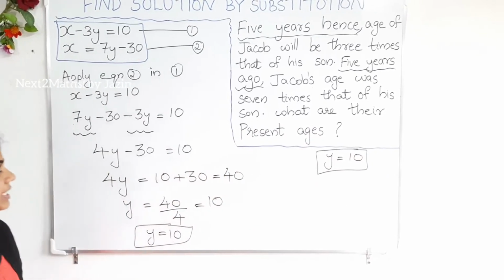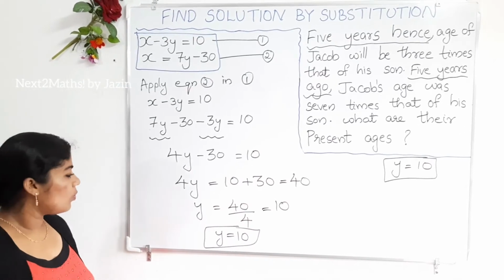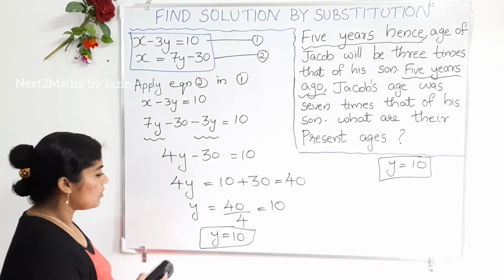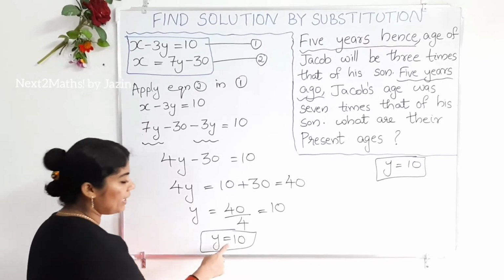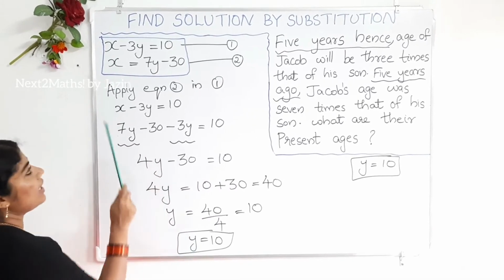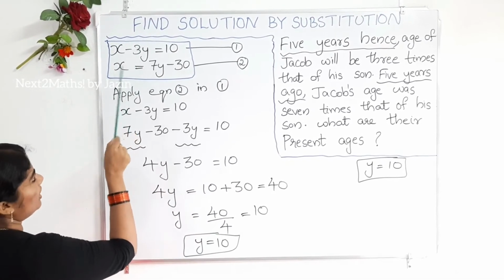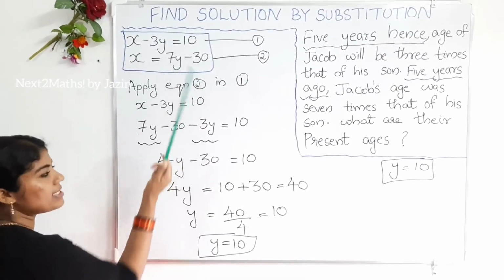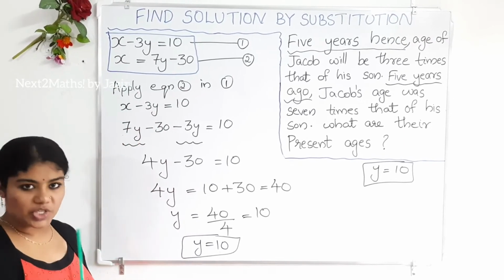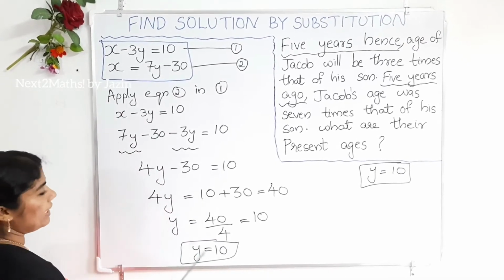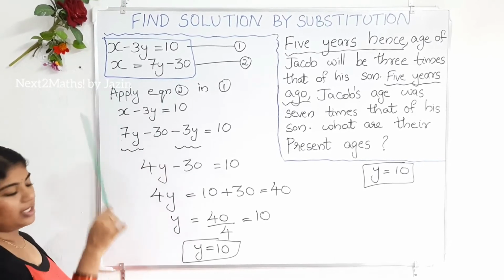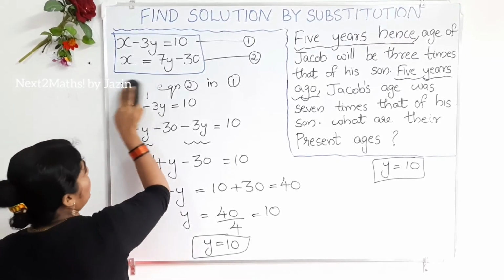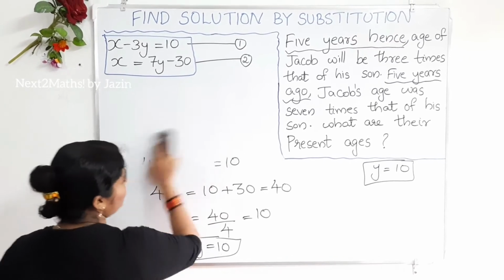Next, what we are doing is we have to find what is our x value. So how can we find the x value? Y equal to 10, you can apply in any of the equations here. So it's simple, you can simply do this one: x equal to 7y minus 30. You can choose either of the equations, any equation. So here I am taking this second equation and going to apply y equal to 10. Okay, so let's write that here.